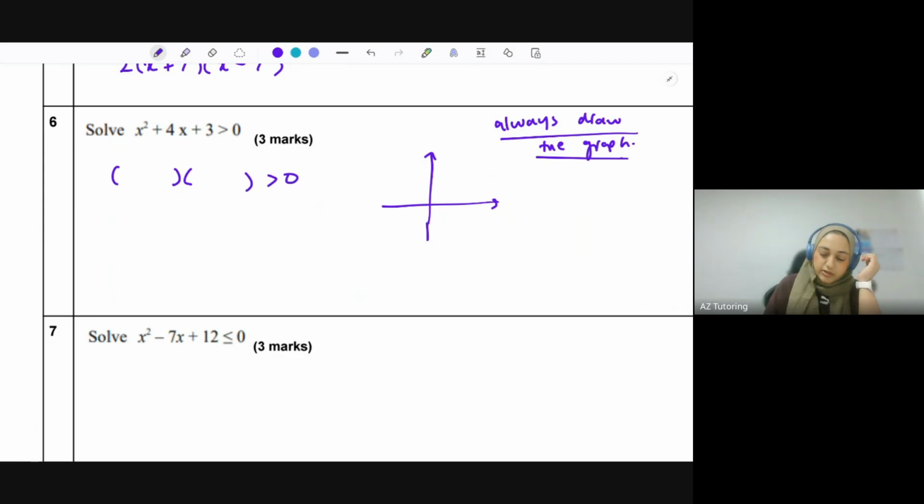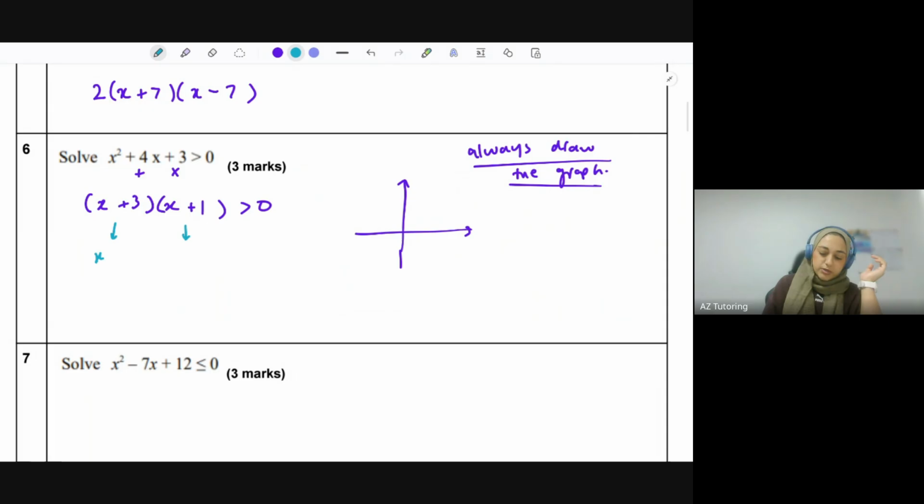So I'm just going to find two numbers that multiply to give me 3 and add to give me 4. Well, that's just 3 and 1. So we've just factorized it. Therefore, we take the opposite signs: x equals -3 and x equals -1, because we need one of these brackets to equal 0. Okay, so we've got our two x values.